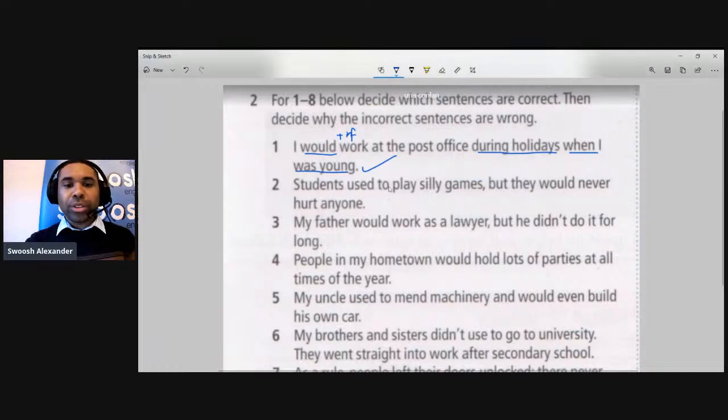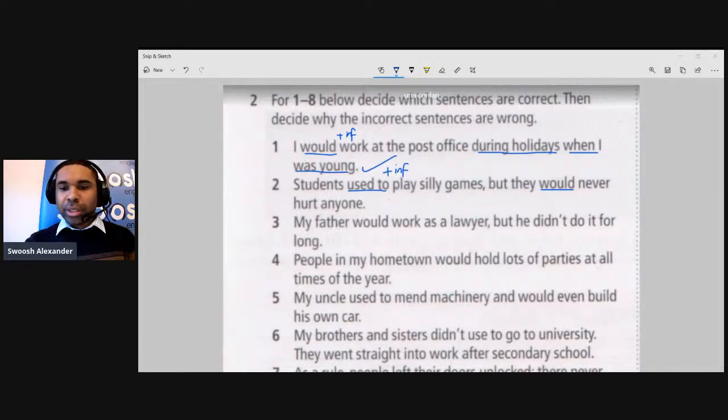So let's have a look at the next sentence and see what we think here. Correct or incorrect? Students used to play silly games, but they would never hurt anyone. Is this grammatically a correct sentence? Well, in this case, used to plus infinitive again. We're talking about an action which took place regularly in the past, but doesn't happen anymore. Would never hurt. So again, would plus infinitive. Grammatically, could we use this sentence? Could it be used in this context?